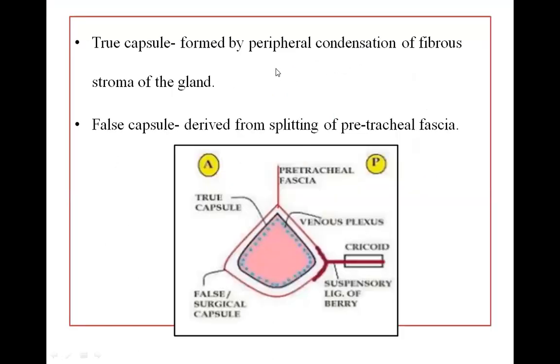The true capsule is formed by the peripheral condensation of the fibrous stroma of the gland. And the false capsule is derived from the splitting of the pretracheal fascia. In the last lecture on the deep cervical fascia, we have seen that the pretracheal fascia invests the thyroid gland.